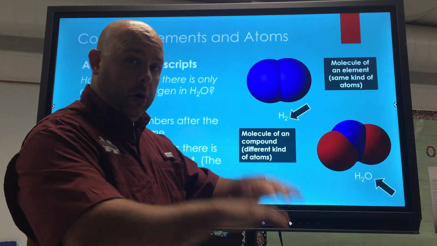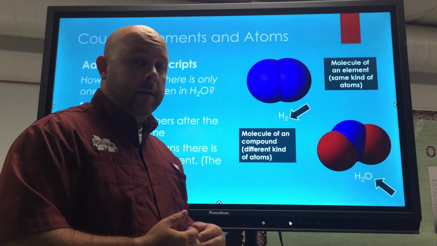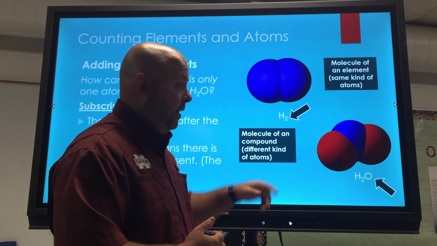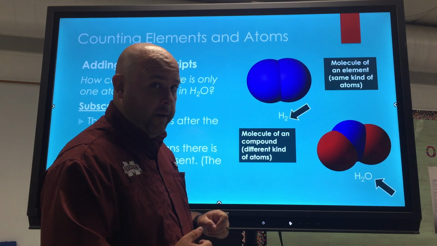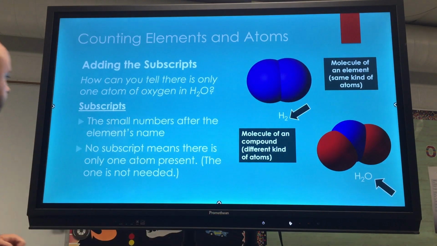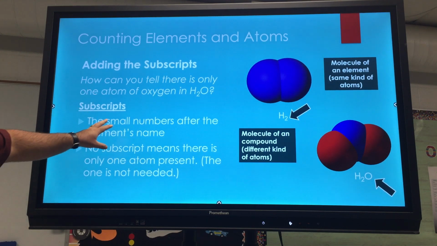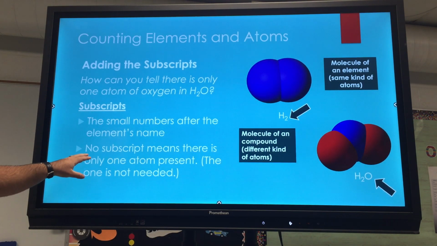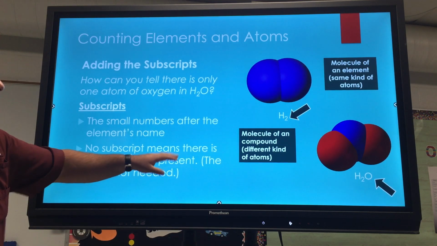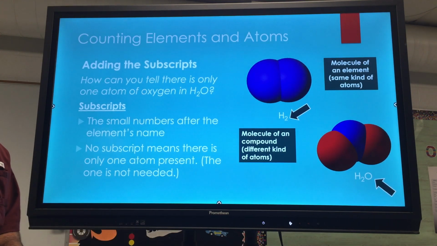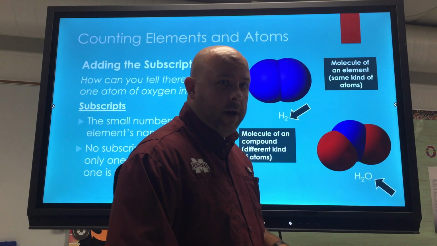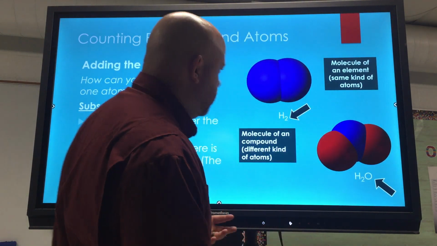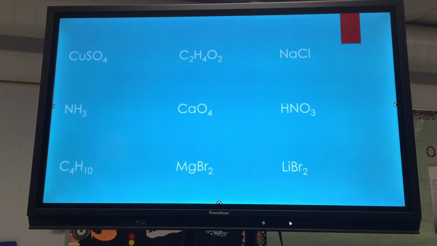Those little numbers are what we call subscripts. Sub means below. Script means writing. So that means below writing. So that tells me there's two hydrogens. Does that make sense? Sure hope it does. So the small numbers after the element's name, that's a subscript. No subscript means there is only one atom present. The one is not needed. If it makes it easier for you, by all means, on your paper, not my test paper, you can write down a little one next to it, but you shouldn't have to. It's an understood value.